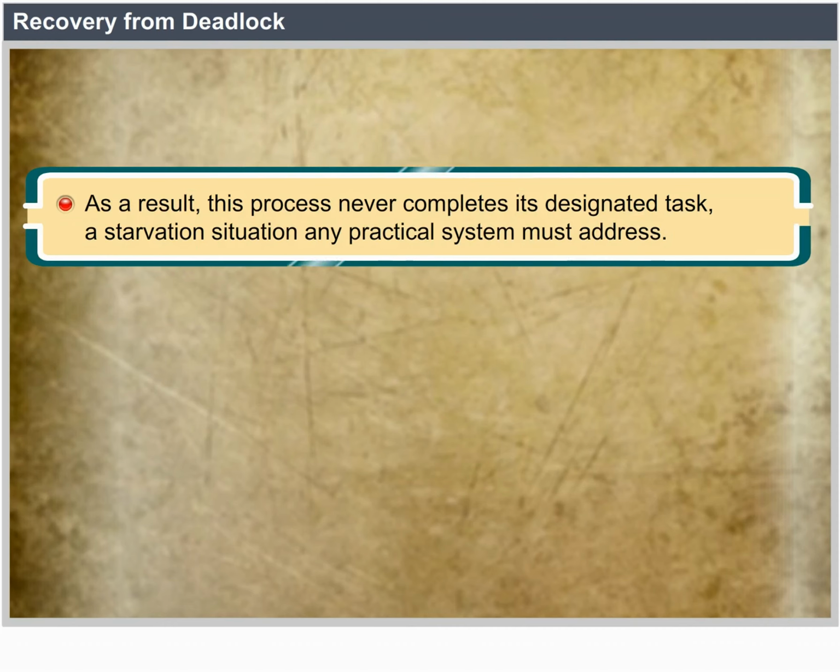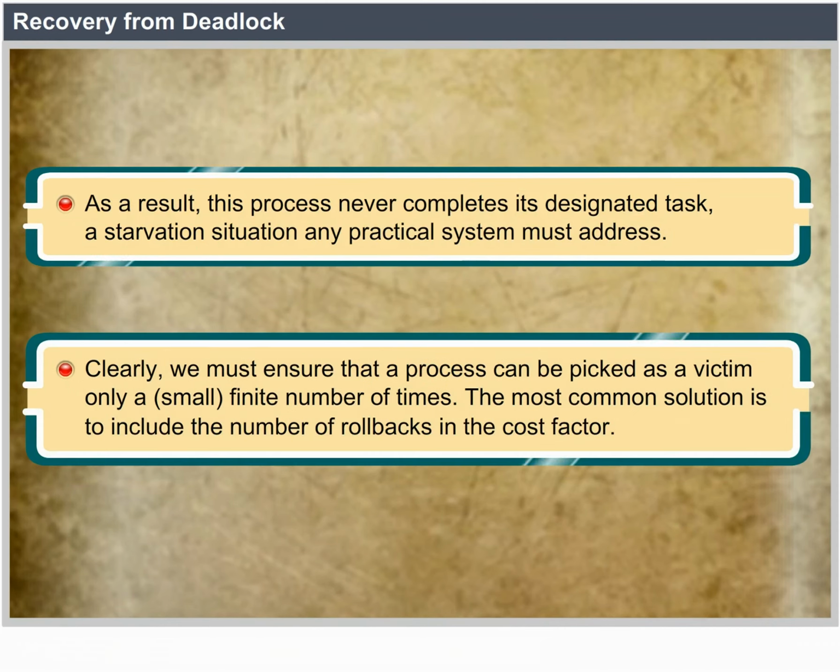Clearly, we must ensure that a process can be picked as a victim only a small, finite number of times. The most common solution is to include the number of rollbacks in the cost factor.